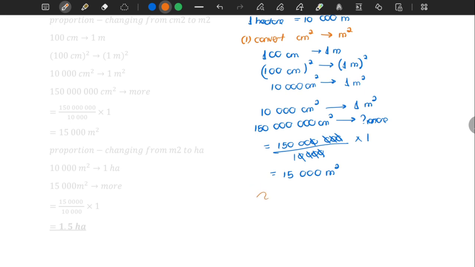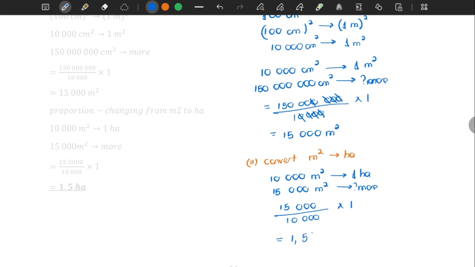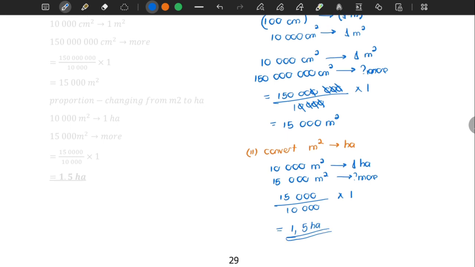Now we have to convert the meter squared to hectares. So we already know that 10,000 meters squared is 1 hectare. What about 15,000 meters squared? Then we're expecting more hectares. So we invert: 15,000 over 10,000 times 1, such that our final answer is 1.5 hectares, and that is the area.